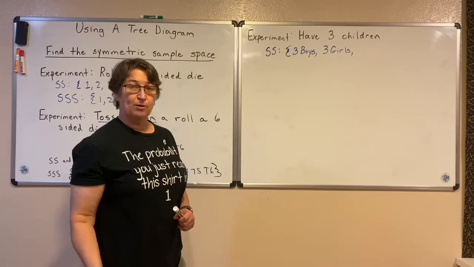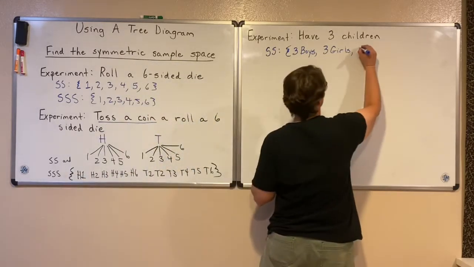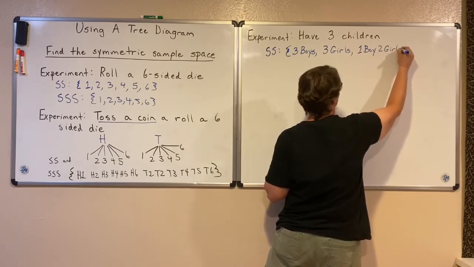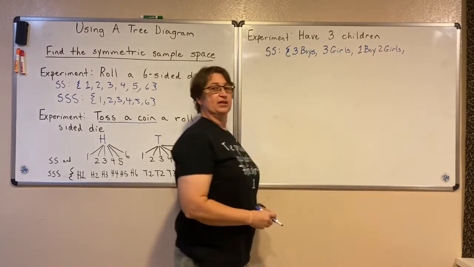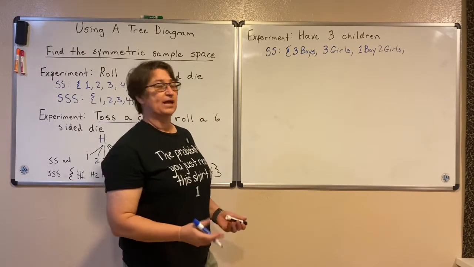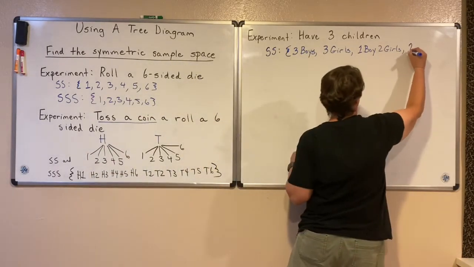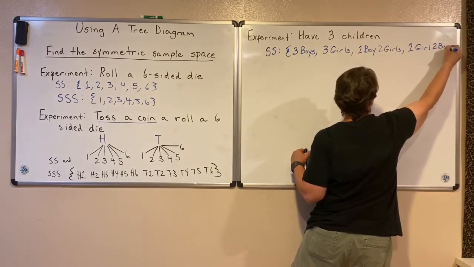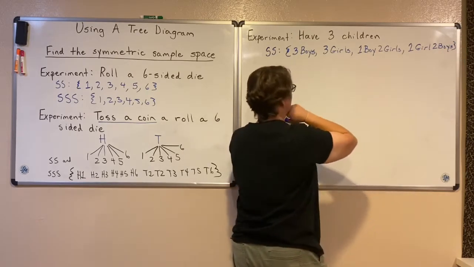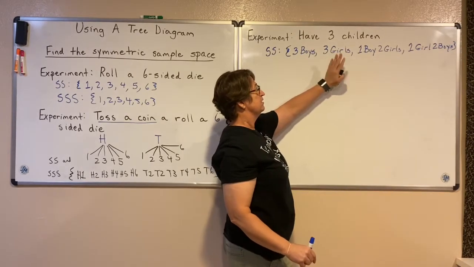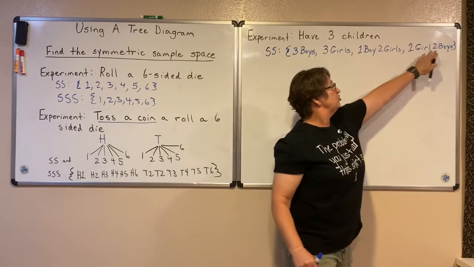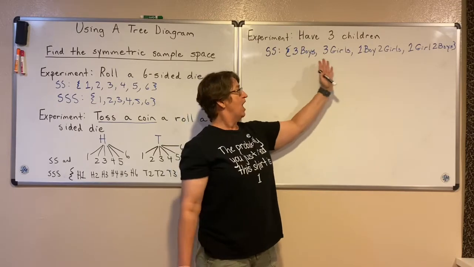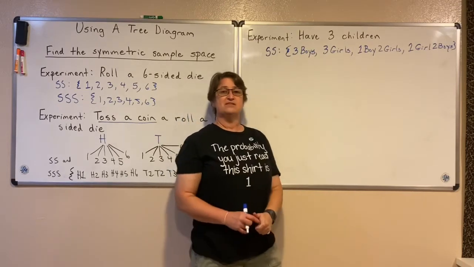Maybe I just have 1 boy and 2 girls. So another possibility is 1 boy and 2 girls. And then the last possibility is 1 girl and 2 boys. So I could have 0 boys, 1 boy, 2 boys, or 3 boys. So those are my possible outcomes, my sample space.